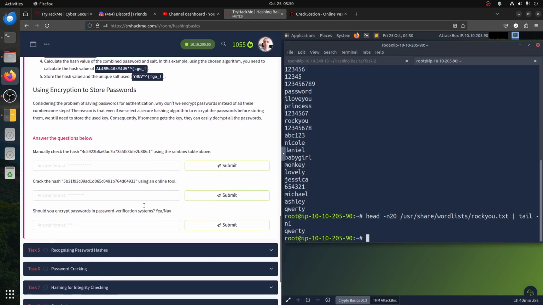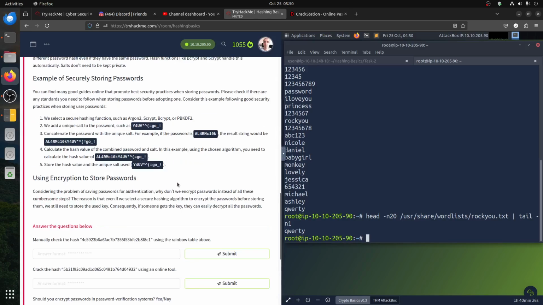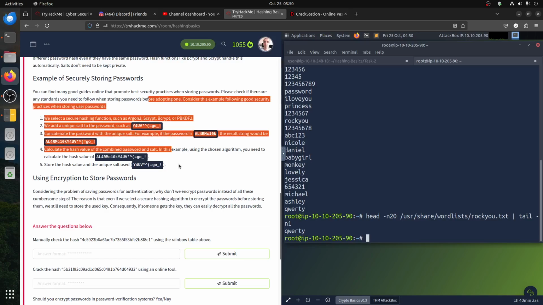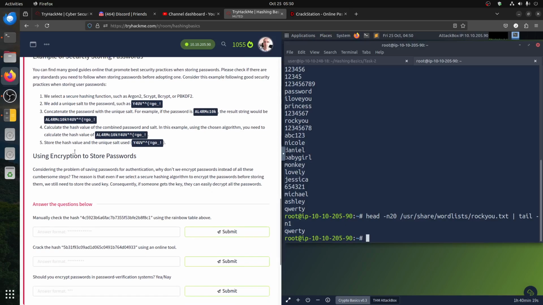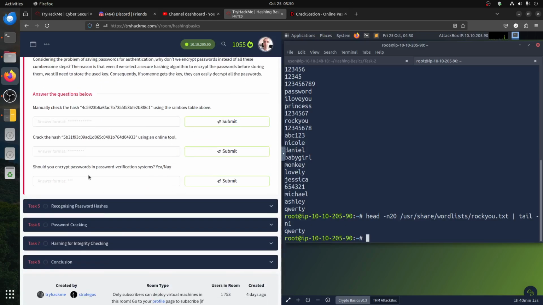And then you don't use encryption to store passwords. Always store them using hashing, not encoding, because if you store passwords with encryption, then you need to find a place to store a key. If someone finds the key, it means they have all the passwords.